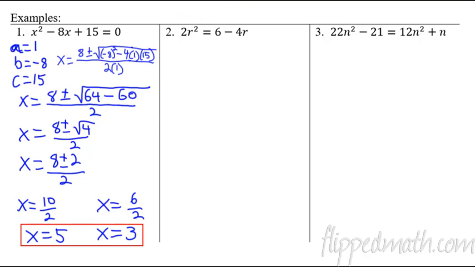I'm going to change this on the notes because I don't like having these numbers. So I'm going to divide both sides by 2. Your notes should already be set up like this. If I divide both sides by 2, I'd get r squared equals 3 minus 2r. Yeah, let's do it that way.